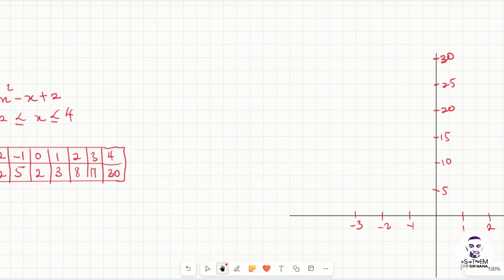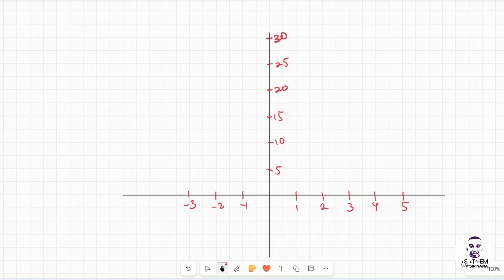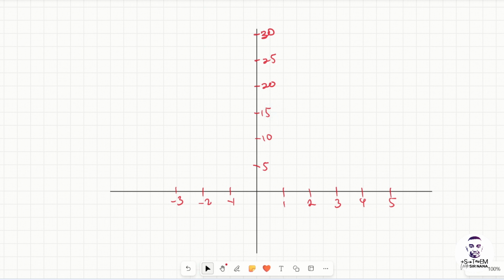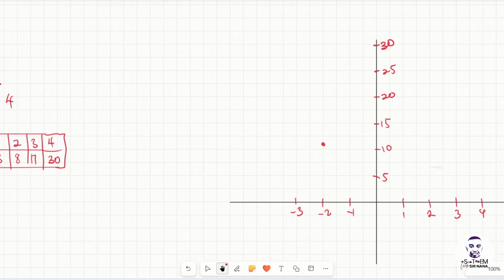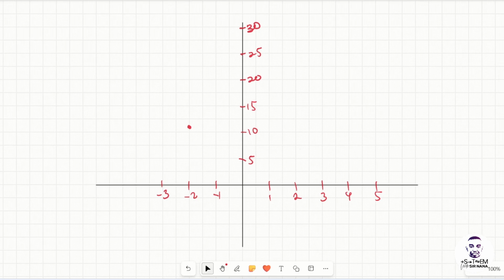So the first one is -2 and 12, and then we have -1 and 5. Right, so let's plot the points for -2. So -2 on the x-axis, 12 on the y-axis, so that comes somewhere here. So -2 and 12. Right, and then -1 and 5. So -1 on the x-axis and 5 on the y-axis. So you should as well be trying this one on your own.